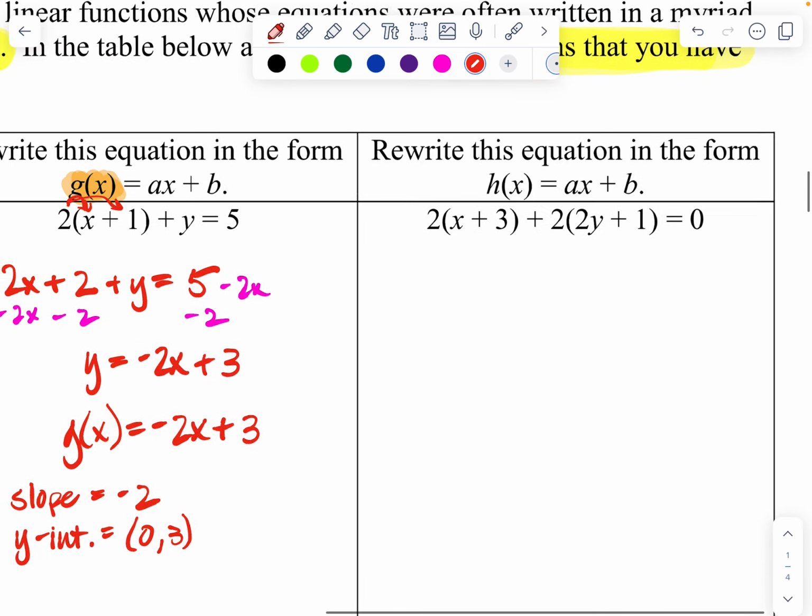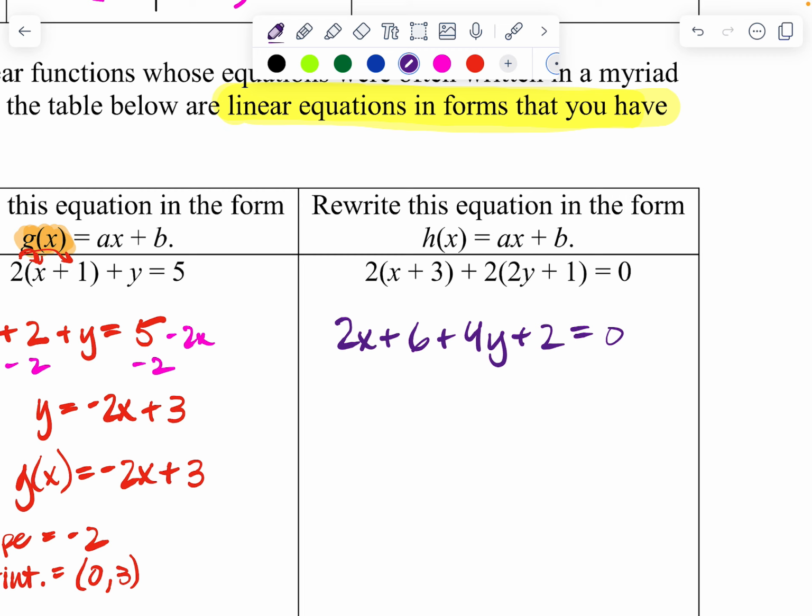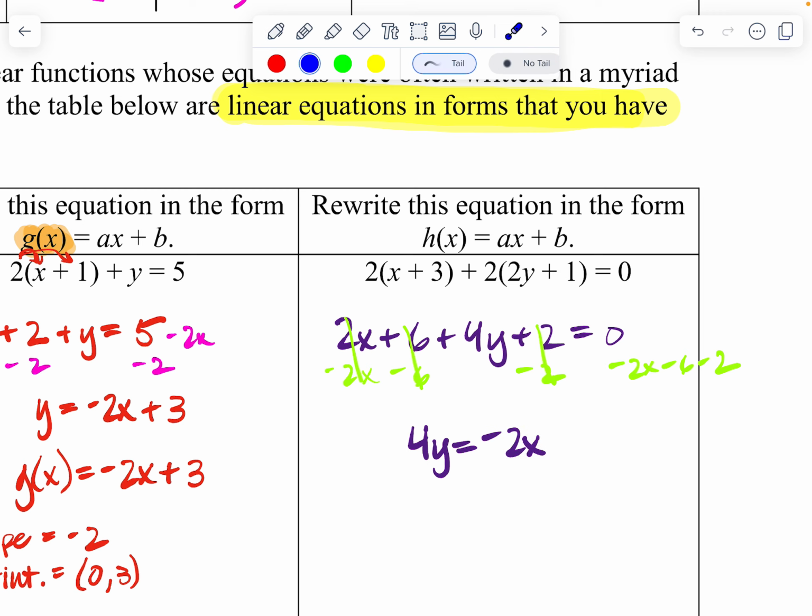All right. Last one, we're going to do the same work, just a little bit more. Go ahead and distribute. This will be 2x plus 6, 4y plus 2 equals 0. I got to move everything over. Negative 2x, negative 6, negative 2. Got to do it over here. These zero out, and I'm left with 4y. Over here, I get negative 2x, and then I can combine negative 6 and negative 2. That's a negative 8. And now we're almost done.